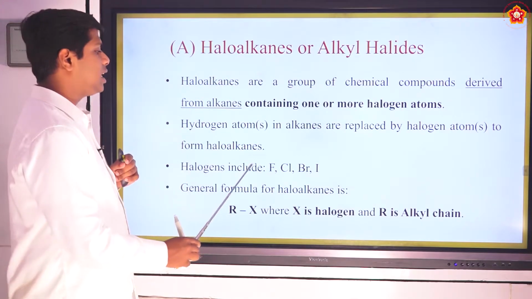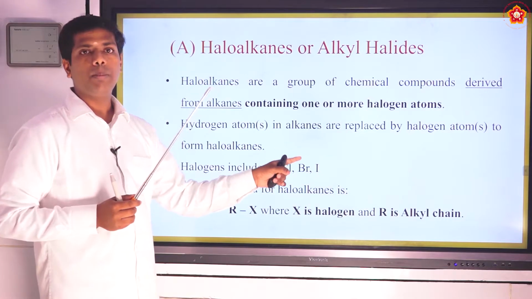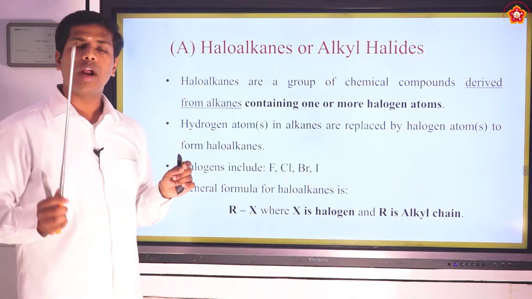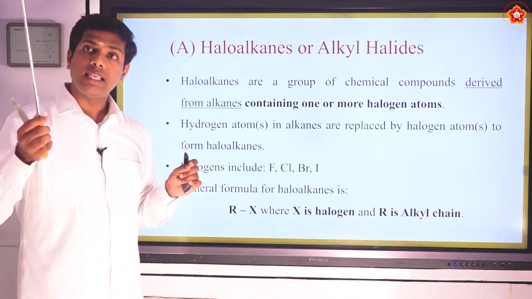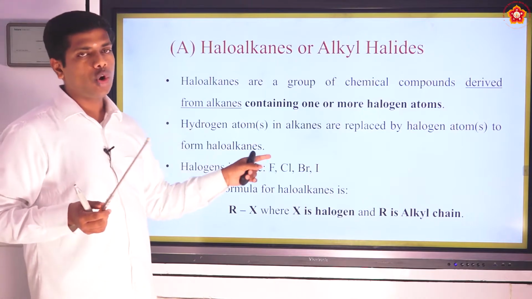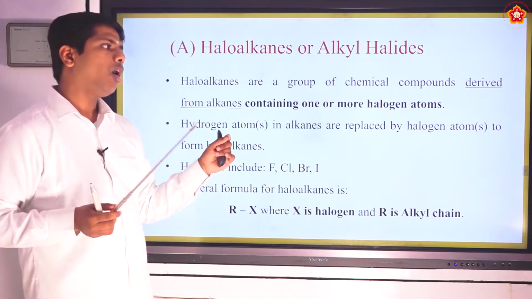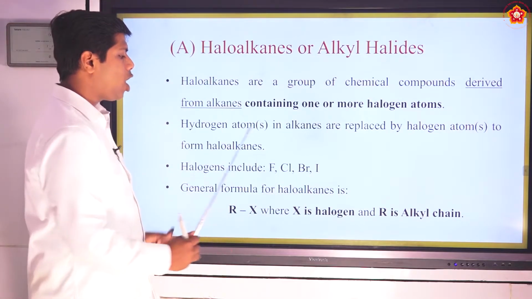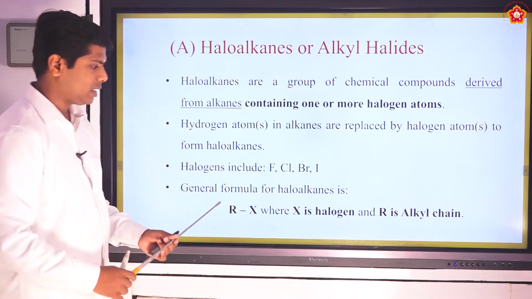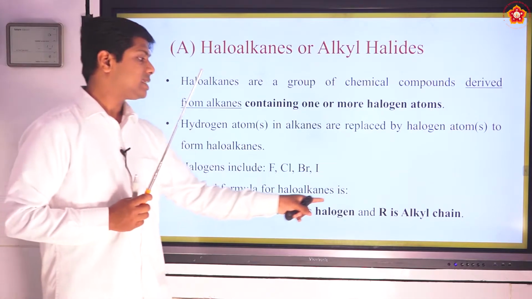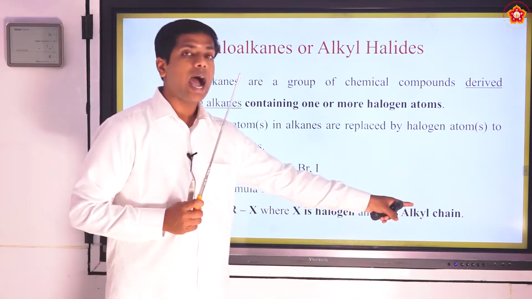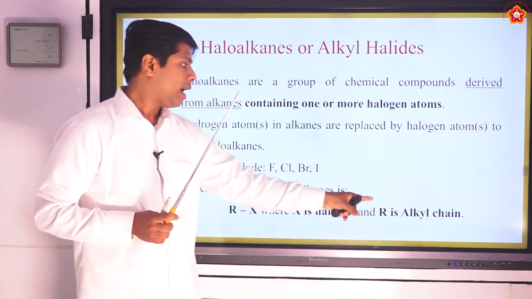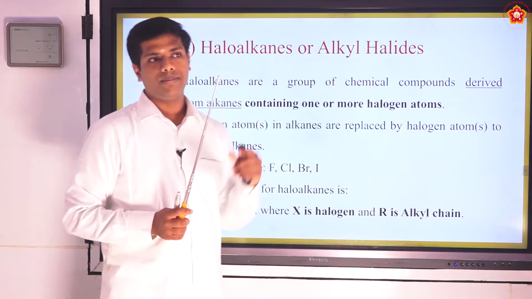Next, halogens include fluorine, chlorine, bromine, iodine. That is the 17th group of elements. If you open your periodic table, see the 17th group, there you will find chlorine, bromine, fluorine, iodine, all these are halogens. Next, the general formula for haloalkanes is RX, very important, where X is halogen and R is alkyl chain.